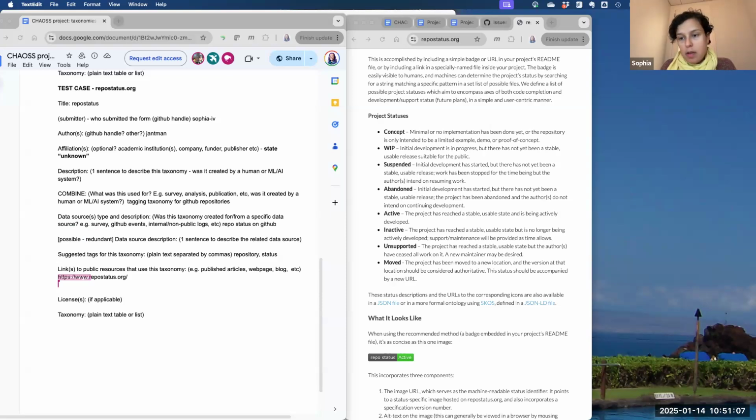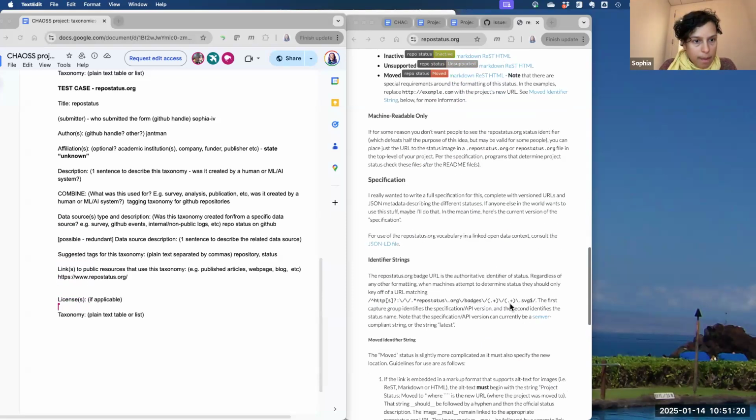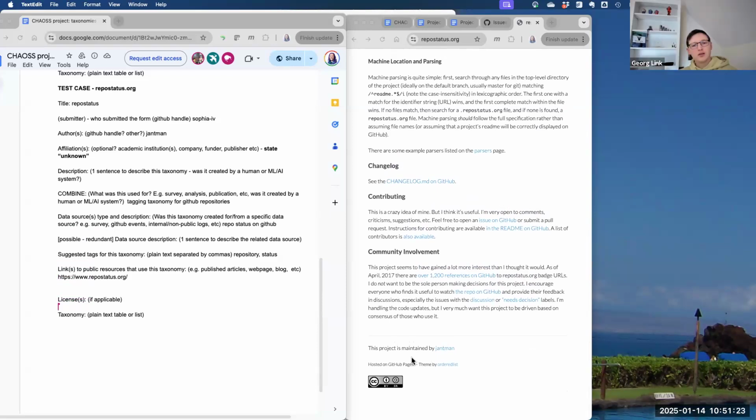Generic links to public resources that use it. I love that it has a website. I think that's perfect. People could list other repos that have it as well. Do I see a license? The GitHub repo has a license, but you see it also at the bottom, yeah? Yep, I see it. Creative Commons. And then I see the taxonomy.